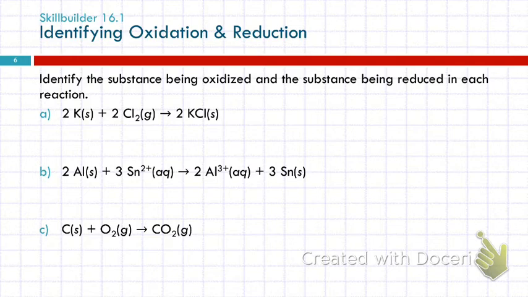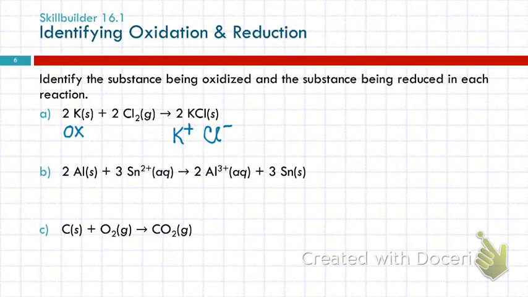Is it still an atom? No, it's become an ion. It's part of a compound, right? So there's K+, and there's Cl- in there. So when the K becomes K+, is that losing electrons or gaining electrons? Losing electrons. OIL, oxidation is loss of electrons. So the substance being oxidized is the potassium.